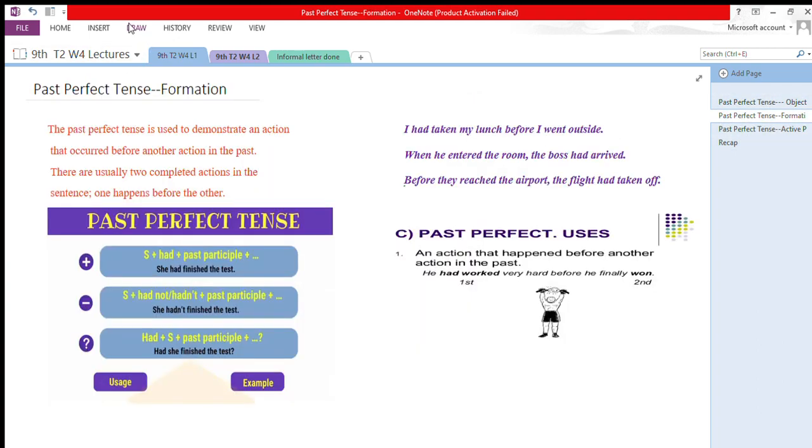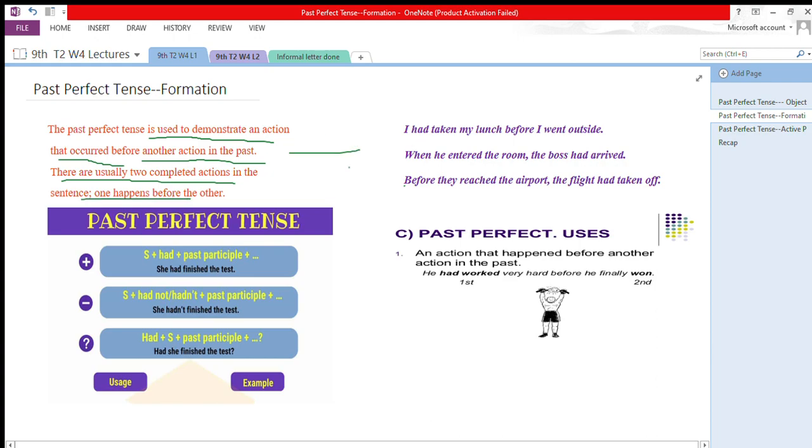To start with, we are going to see what actually past perfect tense is. This tense is used to describe an action that occurred before another action in the past. And it refers to the fact that there are usually two completed actions in the sentence, but one happens before the other. Now, if you move on to this part, I had taken my lunch before I went outside. Now, see, it has two parts. I had taken my lunch and I went outside.